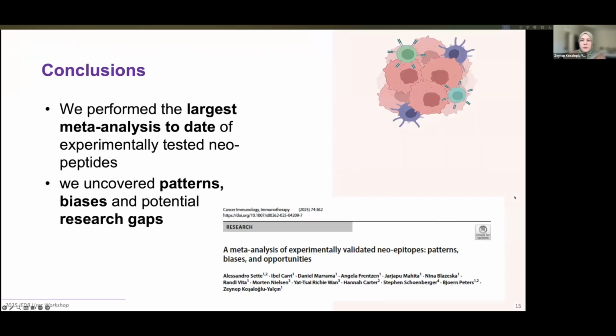So in conclusion, we performed the largest meta-analysis to date of experimentally validated neoepitopes. We uncovered some patterns and biases, and there are also some research gaps. These are opportunities for us researchers to dig into and do more experiments on. This paper was recently published in Cancer Immunology and Immunotherapy, so you can look at it to get all the details about the analysis. You can also download the data that was used.